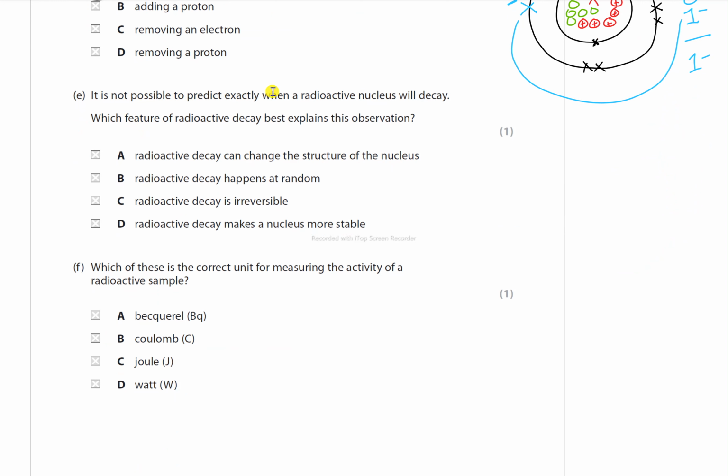It is not possible to predict exactly when a radioactive nucleus will decay. Which feature? Right, it's random. It's a random event. It's another way of saying they don't understand it. That's what the word random means. But we're not interested in that. All we want to know is that it's random.